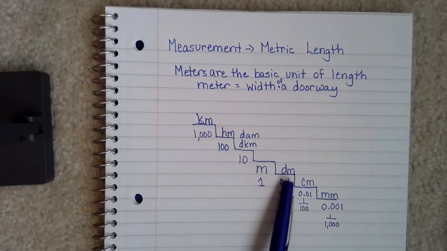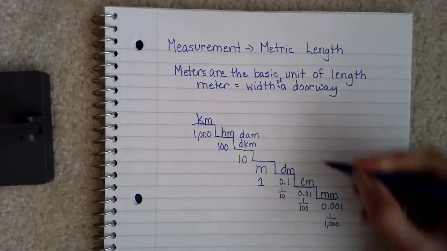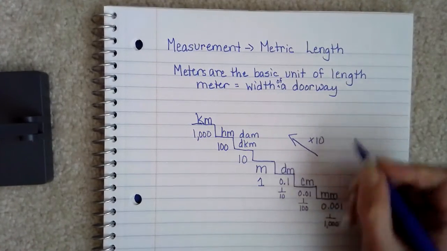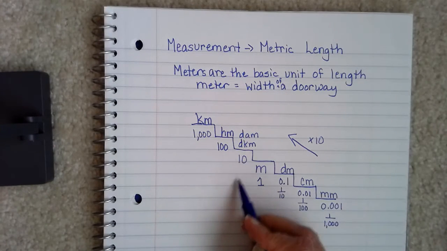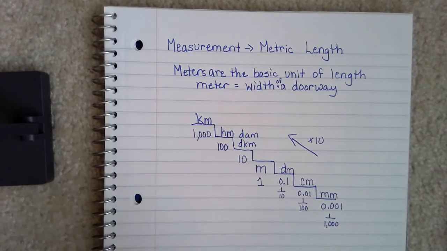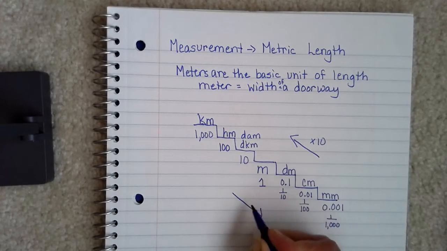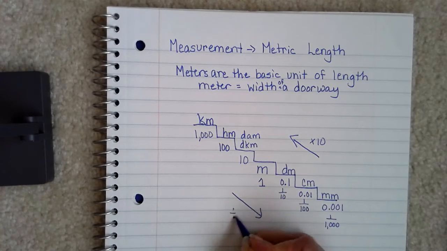And so you can see why meter is the basic unit of length, and everything else has a prefix that adds on to meter, and it goes up. As it goes up the stairs, it's getting bigger by 10. 1 times 10 is 10, 10 times 10 is 100, 100 times 10 is 1,000. As it goes down the stairs, it's getting smaller, so it's dividing by 10.